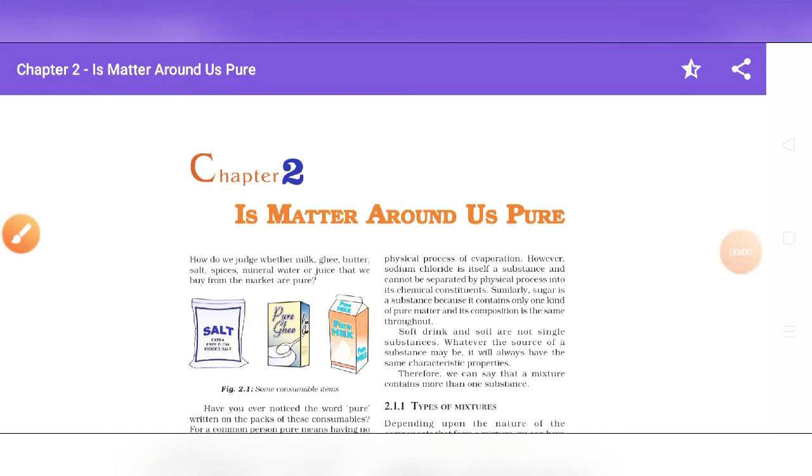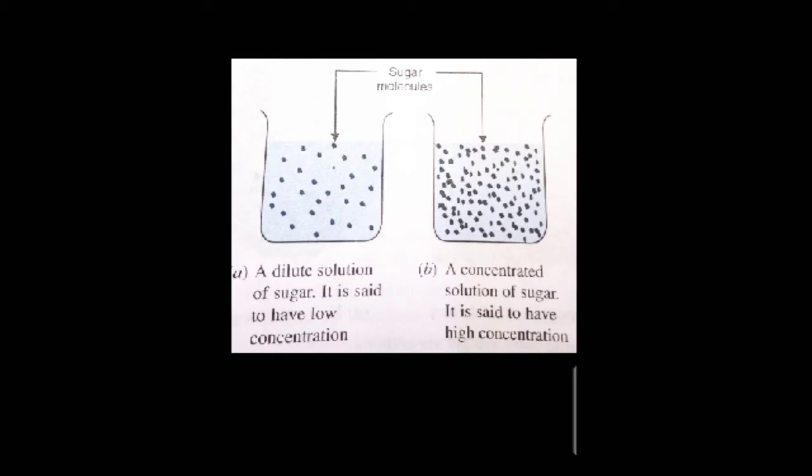Dear student, today we continue our chapter number 2, Is Matter Around Us Pure, with the topic concentration of a solution. For the clarification of the topic, there are two beakers given, A and B, both containing sugar molecules, but one has fewer molecules and the other has more molecules.